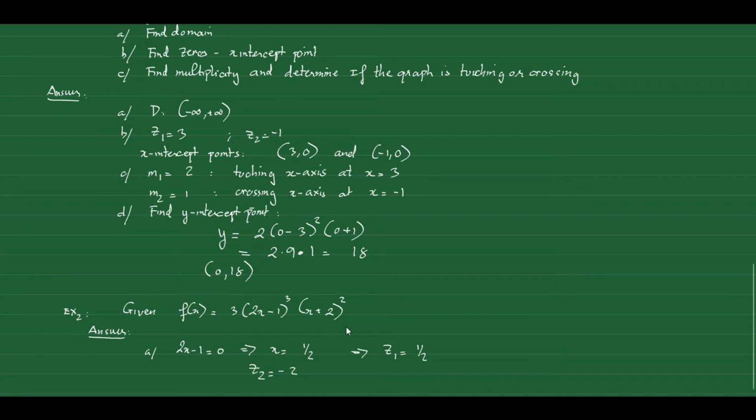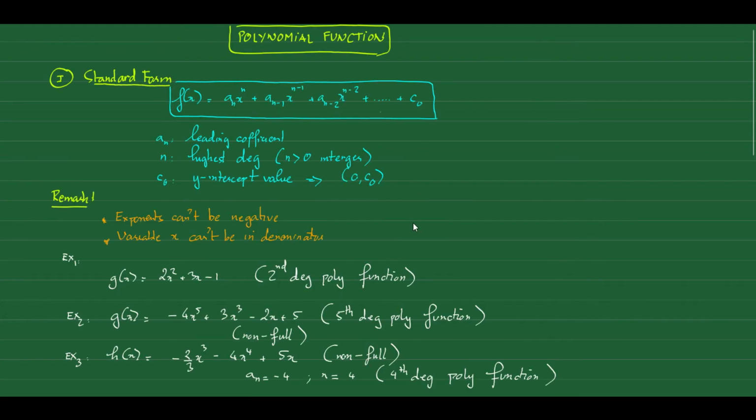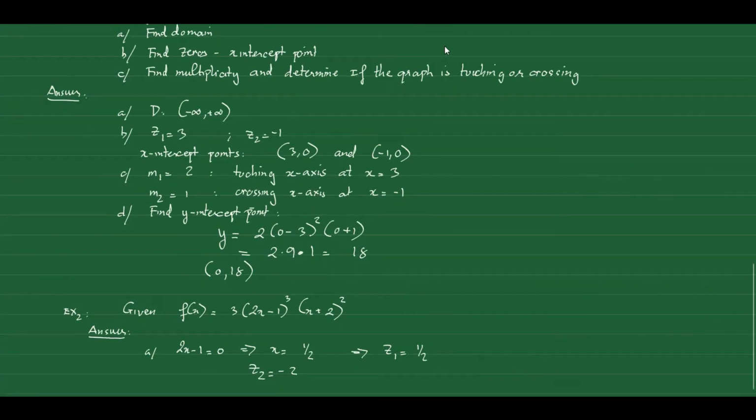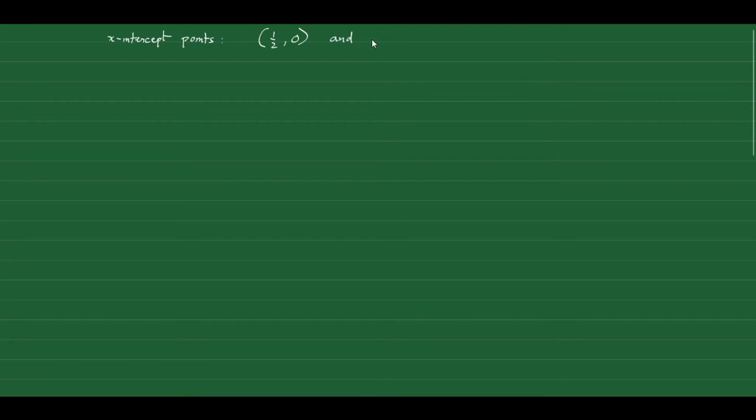So with z1 and z2, we can find the x-intercept points easily. The x-intercept points will be (1/2, 0) and (-2, 0). There you go. Alright, so that's the x-intercept points. Then we can find the y-intercept point over here if you want it.